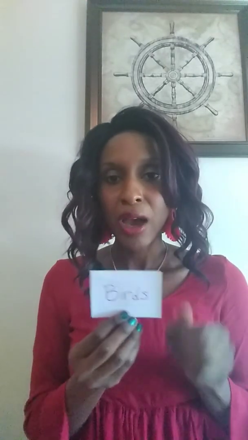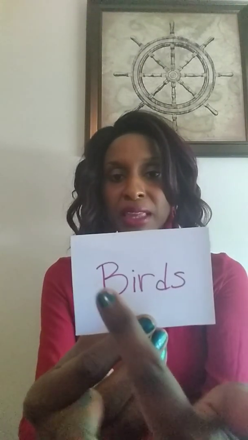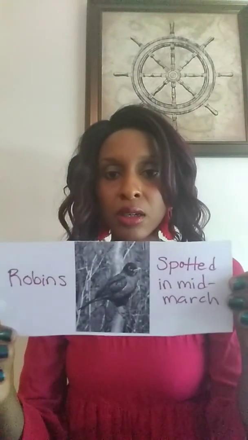Okay, so the first thing we're going to talk about are birds. Birds come out in the spring. There are two different types of birds that we're going to talk about that come out. But this word says birds. B-I-R-D-S. Okay, so the first type of bird we're going to talk about today are robins. That's a picture of a robin, okay? And robins are spotted in mid-March. So robin birds start to come out in the middle of March. This word says robins, R-O-B-I-N-S.